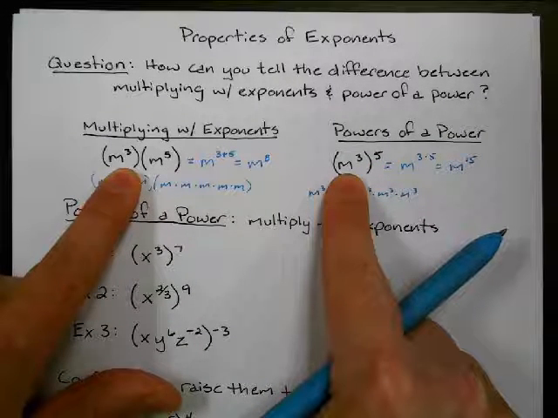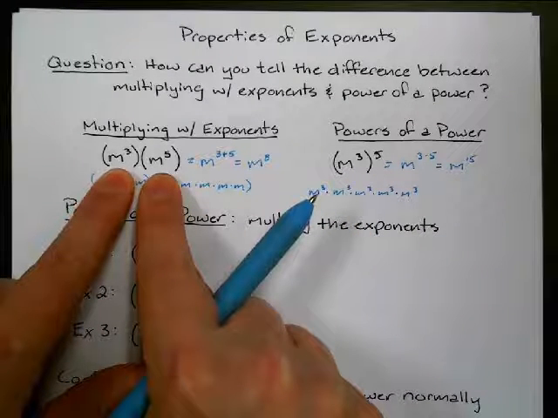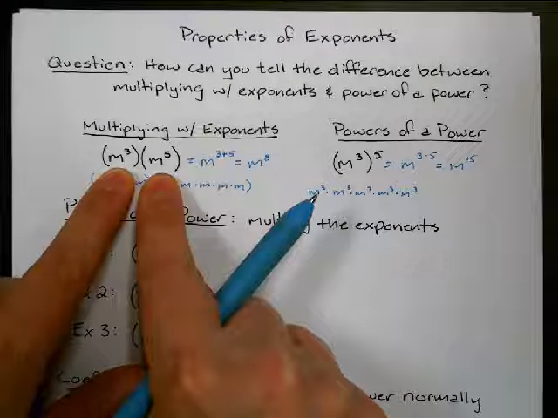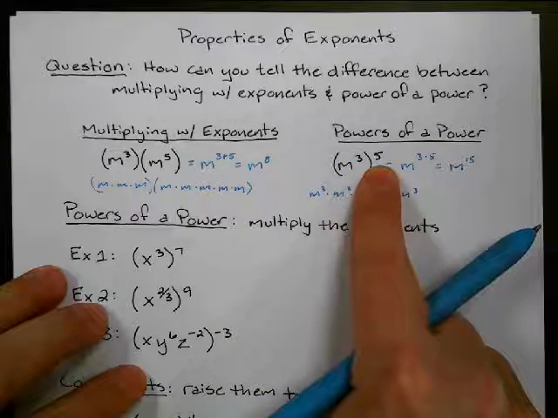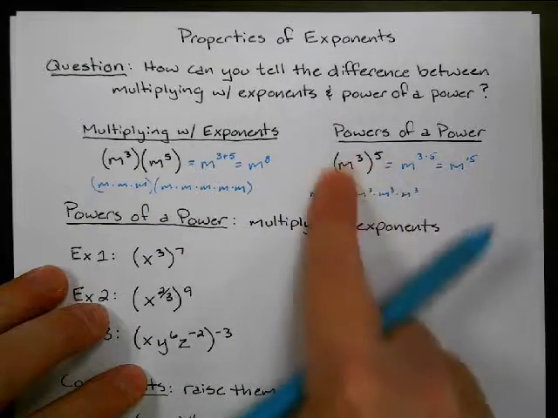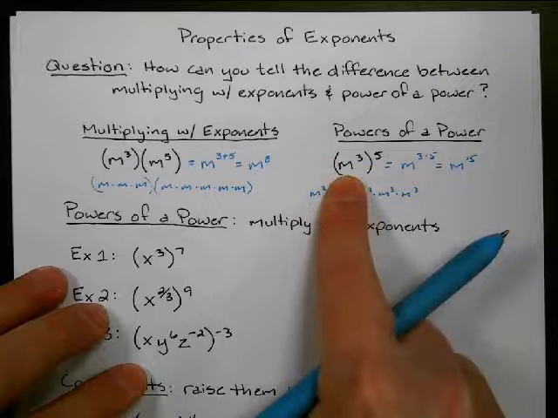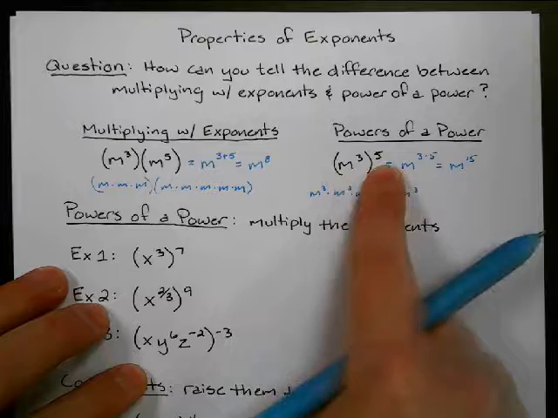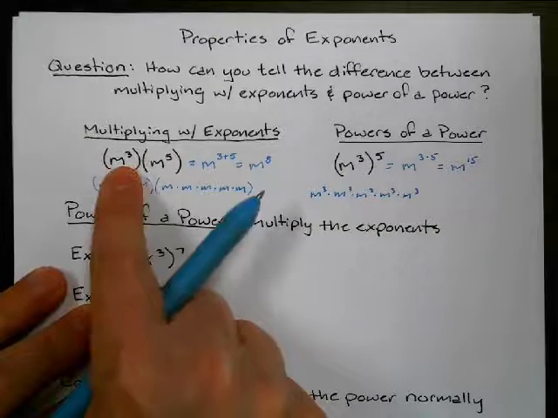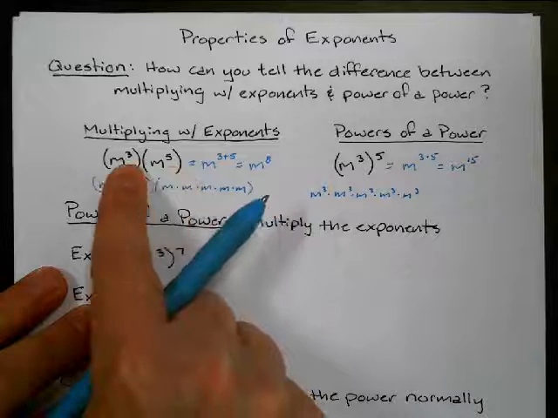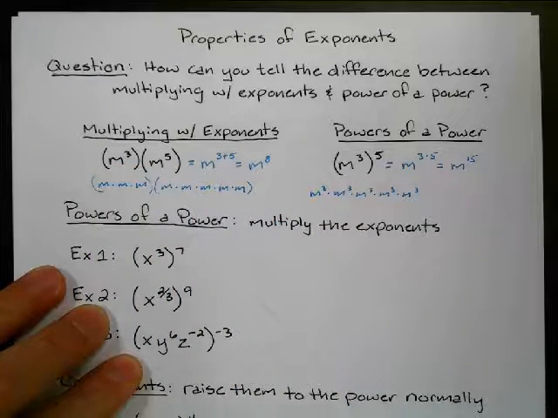Parentheses alone, a lot of people go, oh, just look for parentheses. Well, you can show multiplication with parentheses, so that's not necessarily how you do it. What you're looking for is when you're taking a power and that power has no base associated with it. So this 5 is not attached to this m over here. The 3 is, but not the 5 there. So when it's a power to a power, that's when you multiply. When you're multiplying and you've got bases on both of them, then you add the exponents.